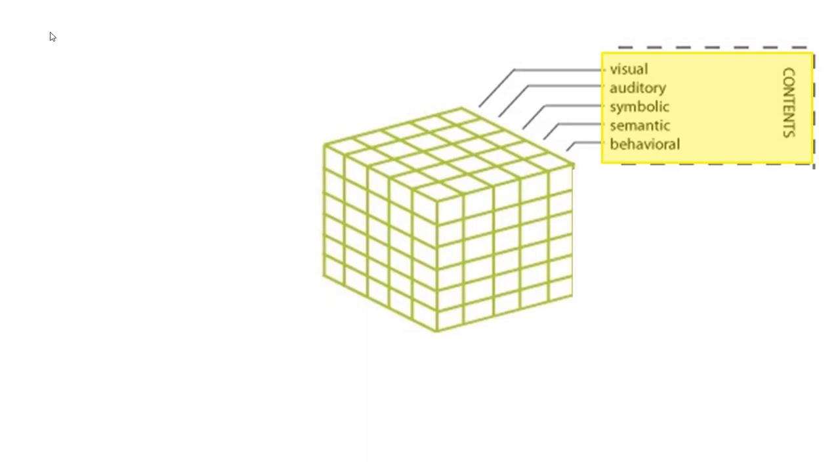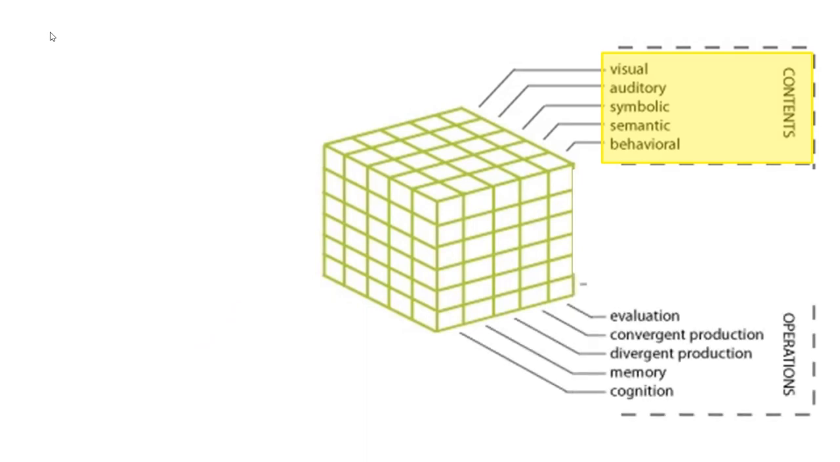In this video, we've talked about the five elements that create the contents. And in the next video, we're going to talk about operations. These are really important things that your brain must do with each type of information.